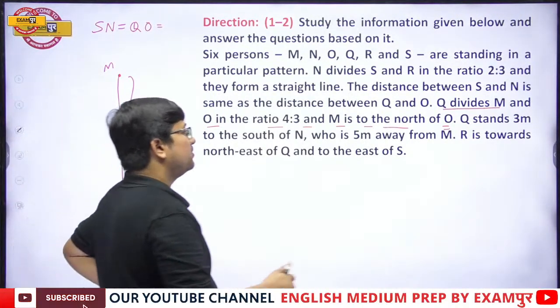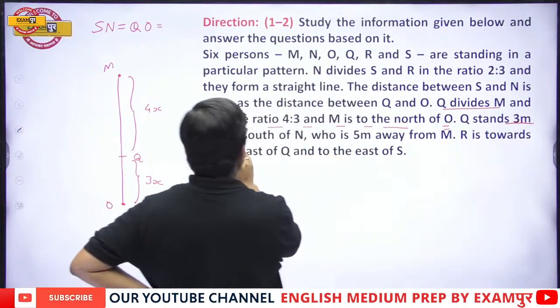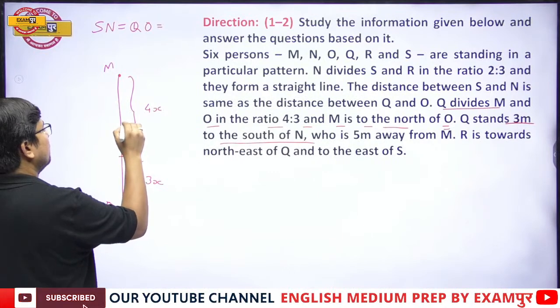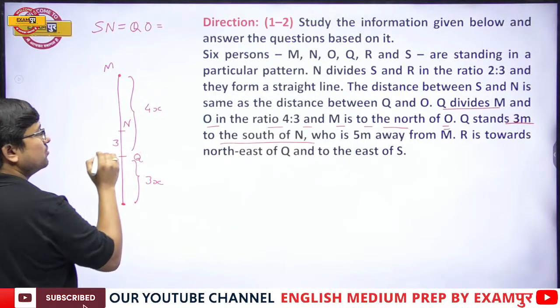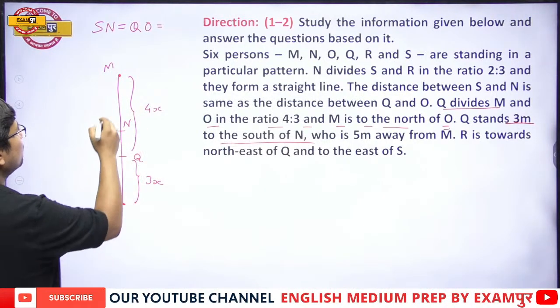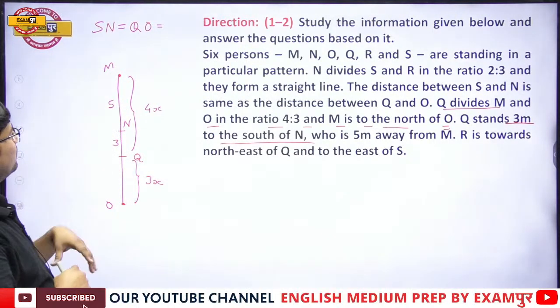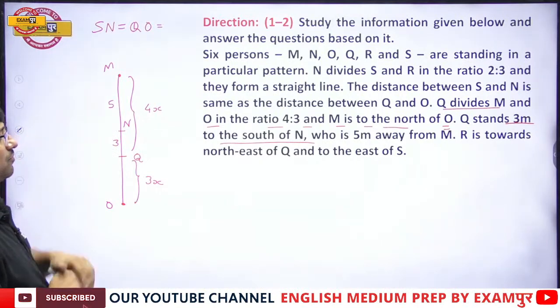It is also telling you Q stands 3 meters to the south of N. Now suppose here is N. Q stands 3 meters to the south of N, who is 5 meters away from M.